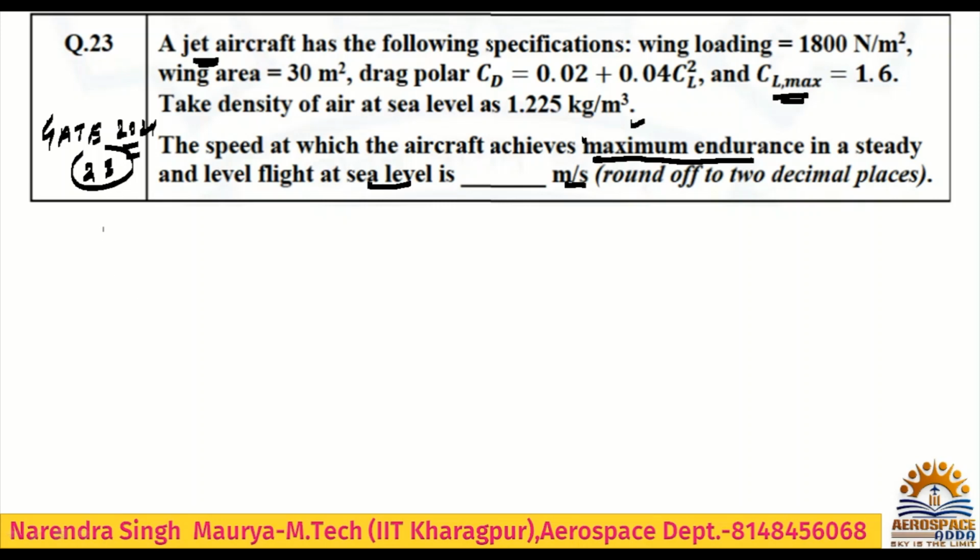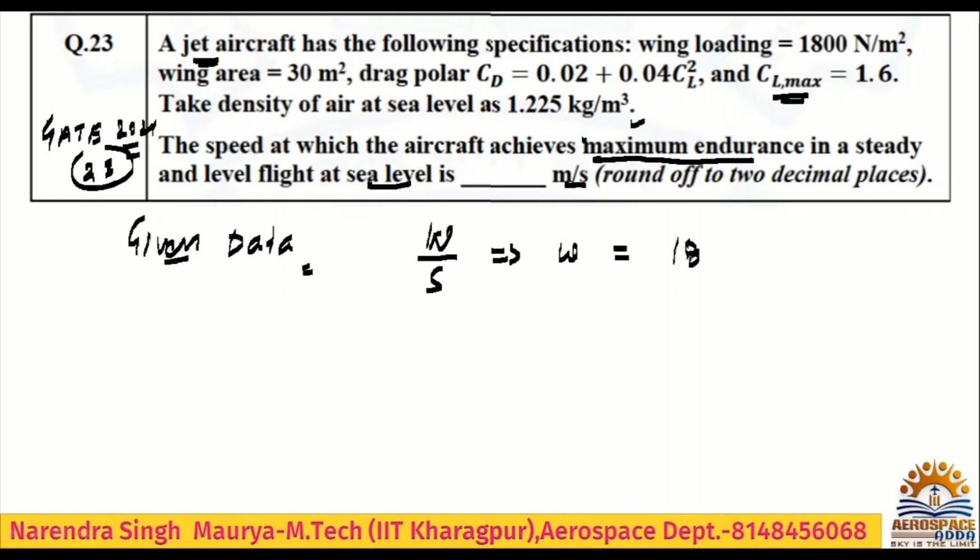Anyway, if you write the given data here, check the given data. All right, so wing loading. What is the wing loading first of all? It is the weight of the aircraft divided by the planform area. That is called wing loading, and it is denoted by small w. That value is given. Obviously you can check the unit also: Newton per meter square means weight divided by area. So this is called wing loading.